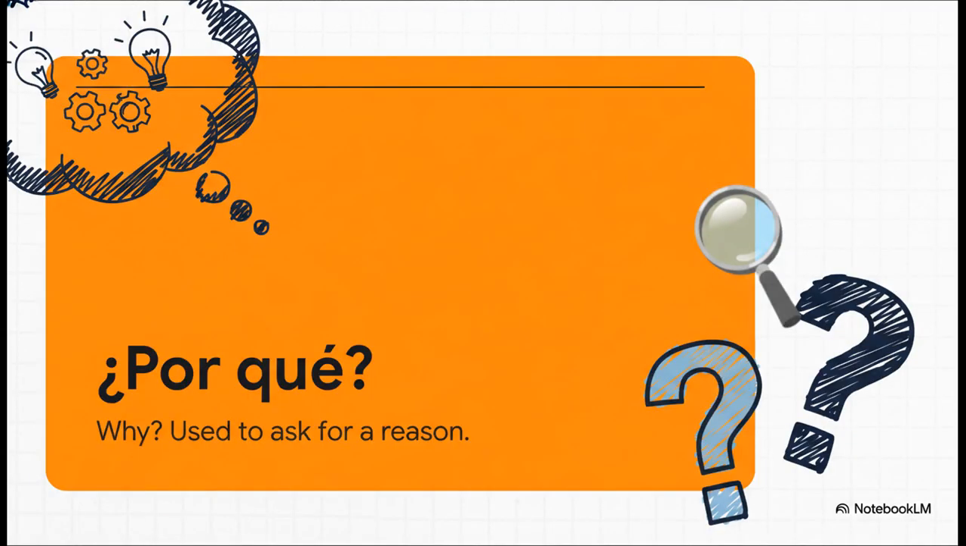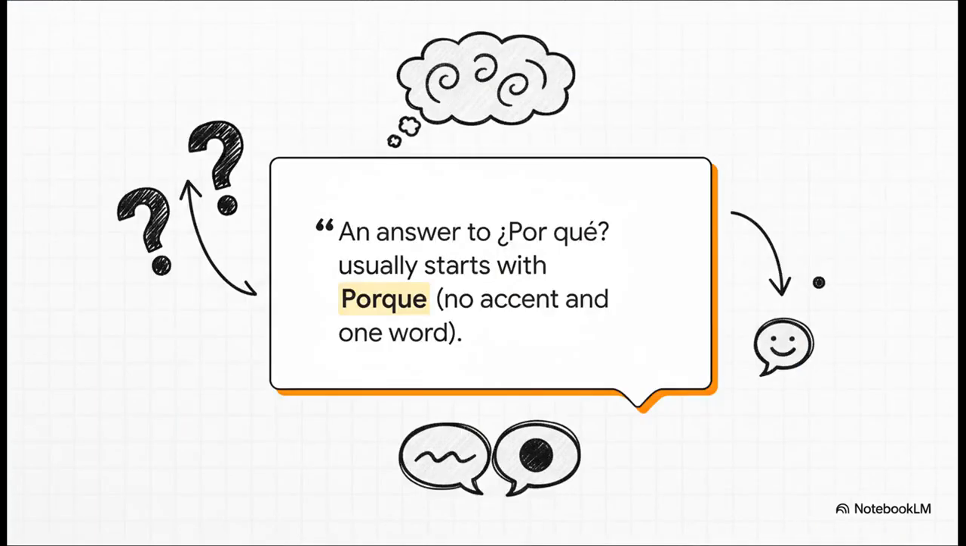Okay, now for the one that gets a little deeper, the one that asks for the story behind the story, ¿por qué? This is how you ask for a reason or an explanation. And notice, this is super important, it's written as two separate words. Oh, and here is a fantastic pro tip that will make you sound so much more natural. The question is, ¿por qué? Two words, accent on the E. The answer, because, is porque, all one word, no accent. So it's a little rhythm. ¿Por qué? Porque. That's a great little detail to remember.